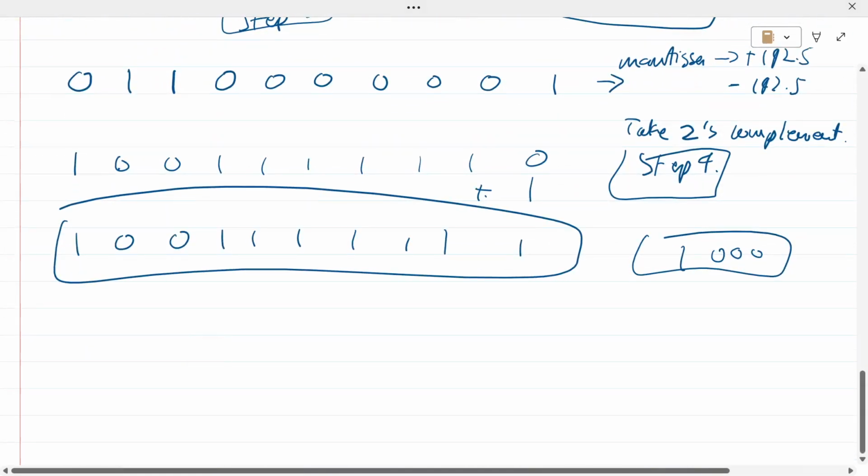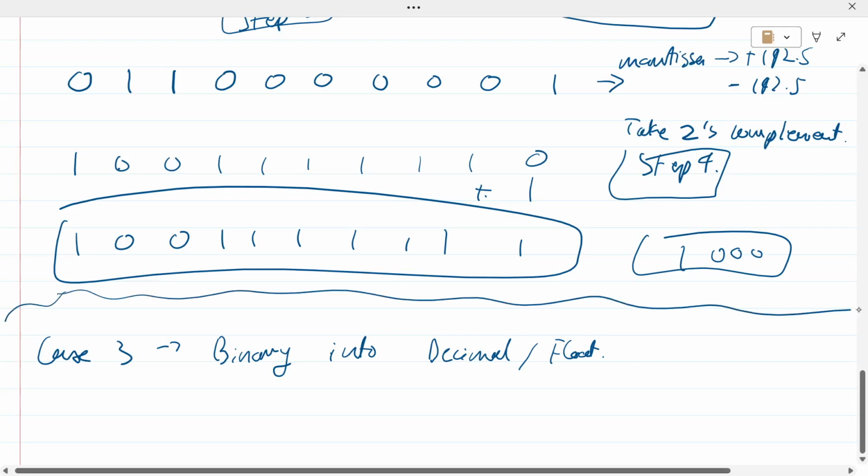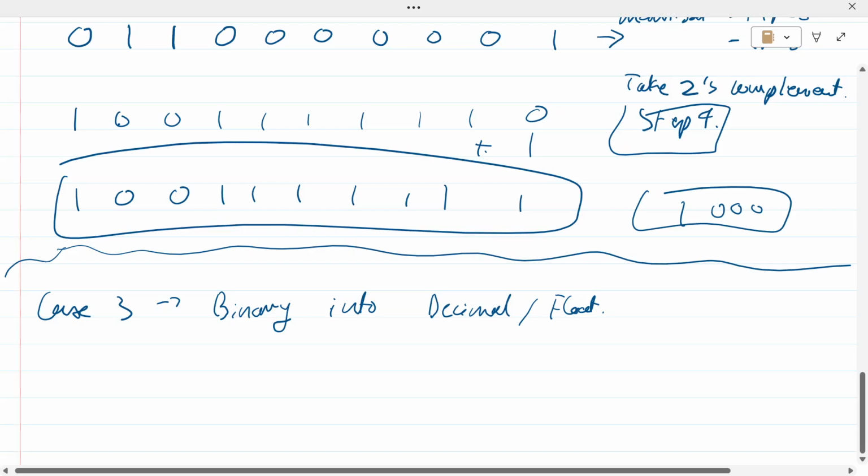Alhamdulillah. In the third case, case 3, we're not going to learn a positive. You know what? Let's just not write positive. Let's just write a. How do you convert a binary into a, what is it called? Yep, a decimal. Decimal or float. Let's take a look. Okay.